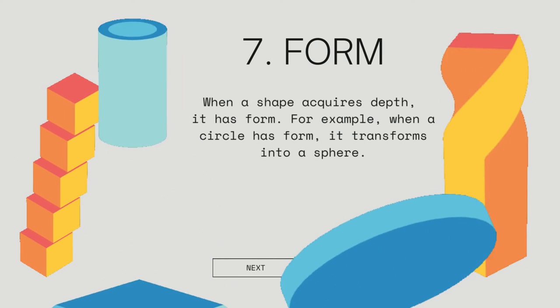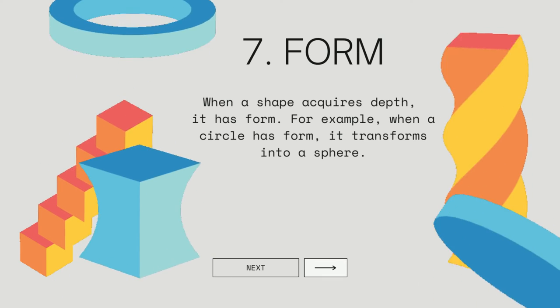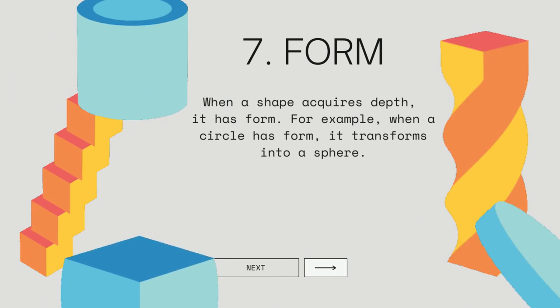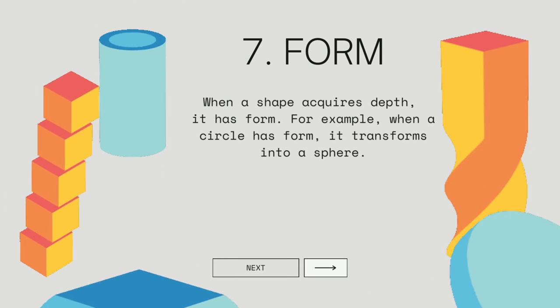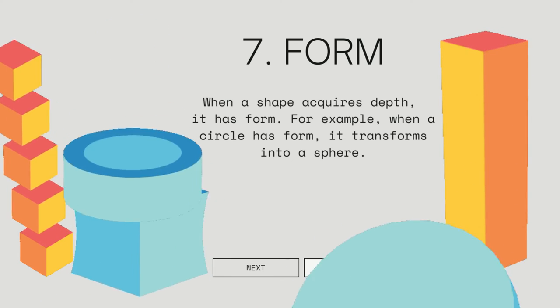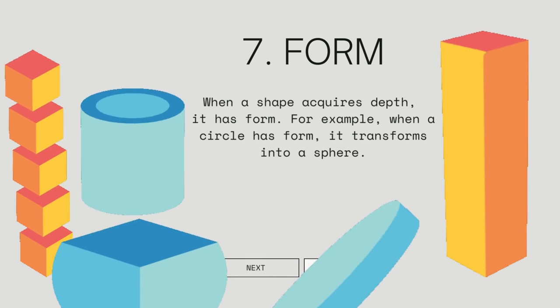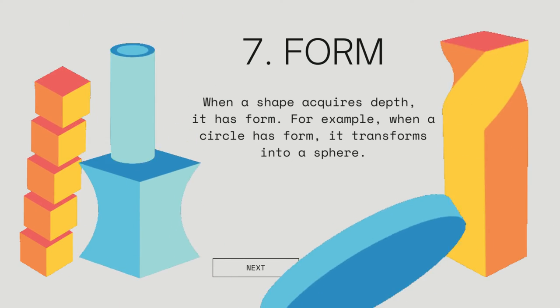Number 7, form. When a shape acquires depth, it has a form. For example, when a circle has form, it transforms into a sphere. In the same way, a square becomes a cube. A ball will become a sphere, and so on and so forth.